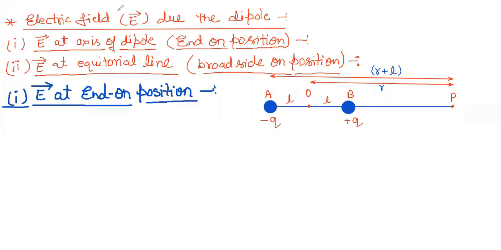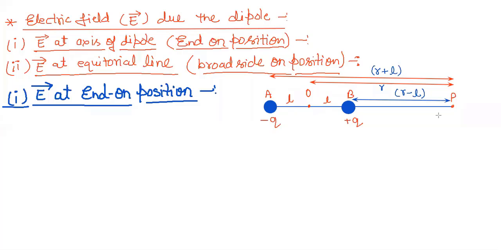And from B to P, this will be R minus L. Okay, so you know very well, if you have to calculate the electric field at some point due to multiple charges, then we calculate the electric field due to each separate charge and then we take the vector sum, right?